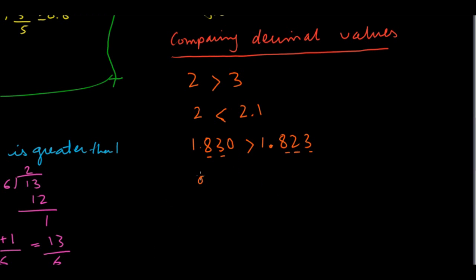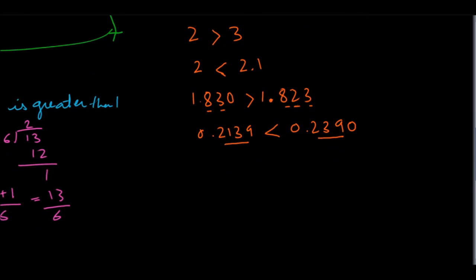Another example, 0.2139 compared with 0.239. Again, you have 3 digits here, you have 4 here after the decimal. So to balance out, let's put a 0 here. Now take out the decimal. So you're comparing 2139 with 2390. So 2390 wins out, and that's bigger than 0.2139. Simple enough.